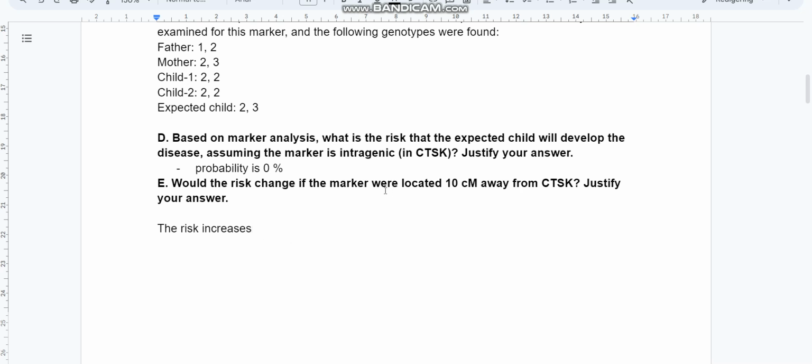And the risk would increase up until 50 centimorgans, and from there it's like independent assortment. So 50 centimorgans is the maximum.